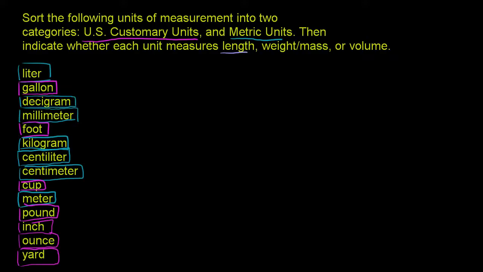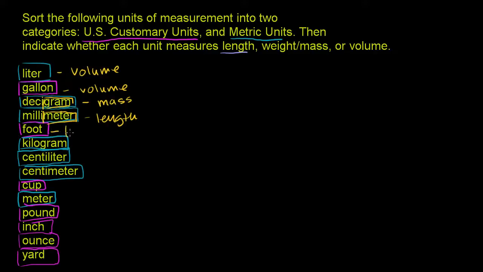Now, let's think about it. Liter is volume. How much space do you take up? Gallon is also volume. That's in the US, and in Europe, or in the metric system, it would be liter. Decigram. Gram is a unit of mass. So decigram just means 1/10 of a gram. Millimeter. Meter right here, that is a unit of distance, or of length. Milli means 1/1000th of a meter.